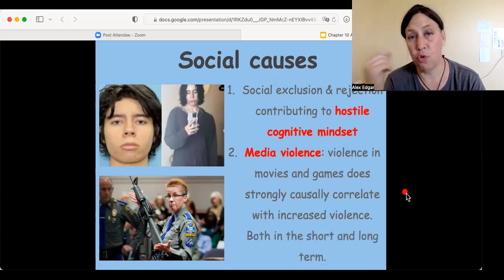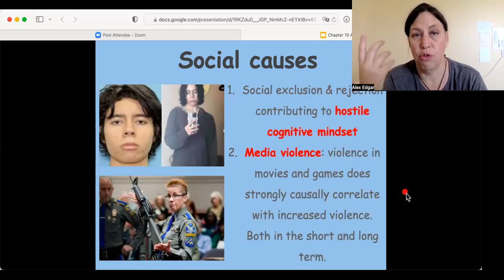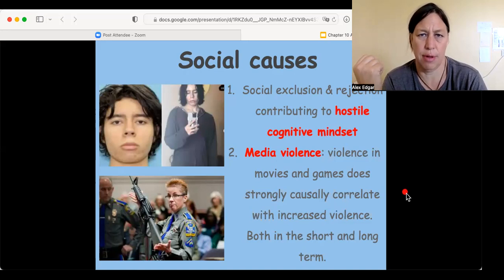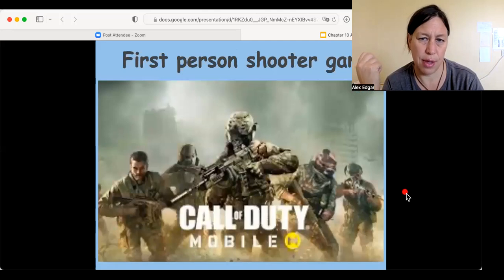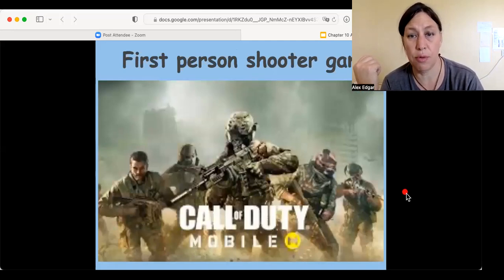Both in the short term and the long term, media violence in movies, games, and music has been shown to be correlated with, and to causally contribute to, violence. So it's like smoking. It's terribly toxic. Okay, Call of Duty. How many thousands of hours does a young person end up playing this game, shooting people over and over and over again with blood splatter?